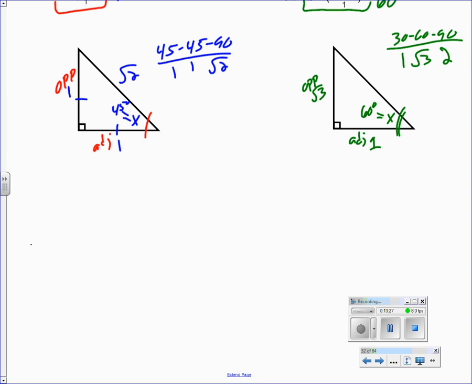So the important takeaway for these notes is remember this semester and when you take Math 2 next semester, that inverse trig is used to find angles.